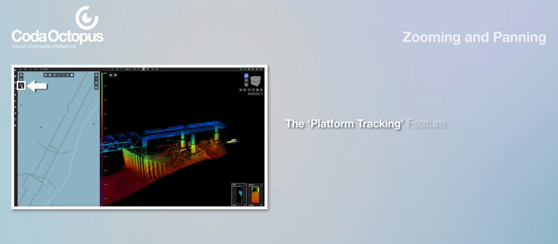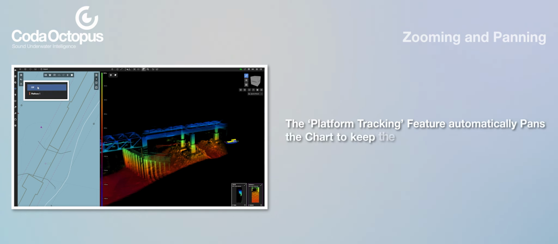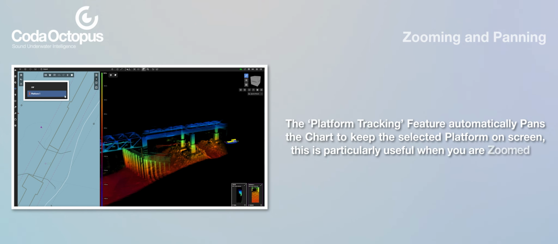The platform tracking feature automatically pans the chart to keep the selected platform on screen. This is particularly useful when you are zoomed in.